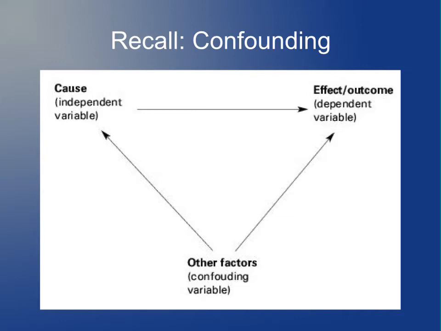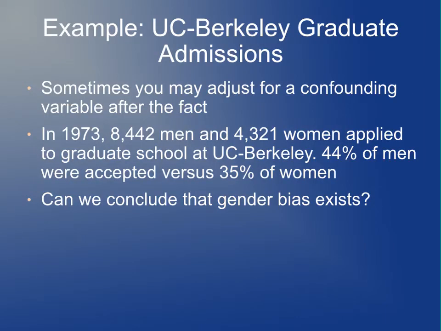A famous example of this was in the 1970s, when the graduate school at UC Berkeley was accused of gender bias. In 1973, there were about 8,400 men and 4,300 women who applied to graduate school at Berkeley. 44% of men were accepted versus 35% of women.